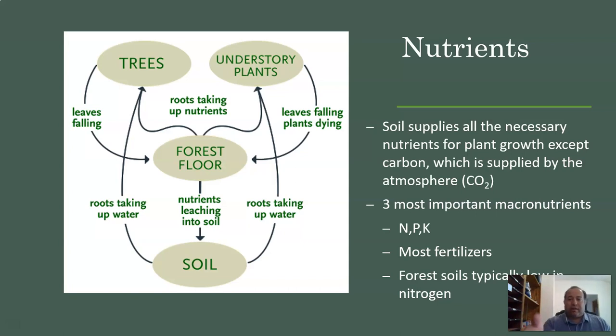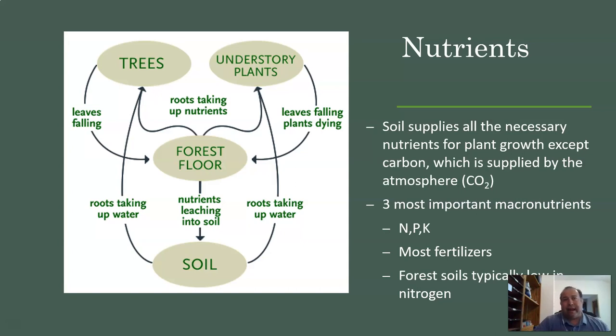So the soil is giving the trees all the nutrients that they need to survive, except for carbon. So where are they getting the carbon? Out of the air, out of the atmosphere. And so that's how trees are able to function. And that's why trees are really important to how this planet functions overall, because they feed off the soil and they feed off the atmosphere and they use all these things.